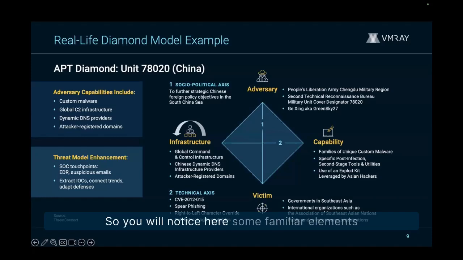So you will notice some familiar elements here. For example, when you look at the capability side of things, you will see a unique custom malware is observed to be used. And there are some attacker-registered domains on the left when we look at the infrastructure part, and, for example, global command and control infrastructure, as well as some dynamic DNS providers as part of that infrastructure.